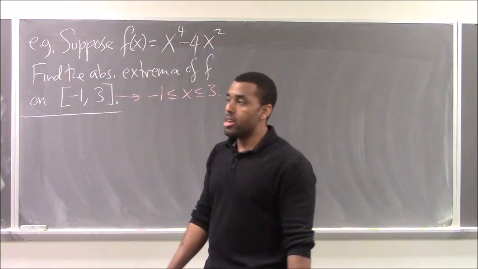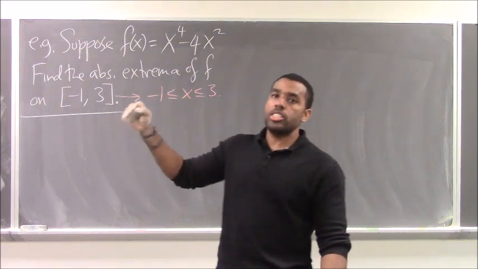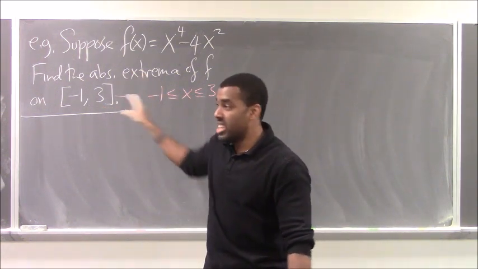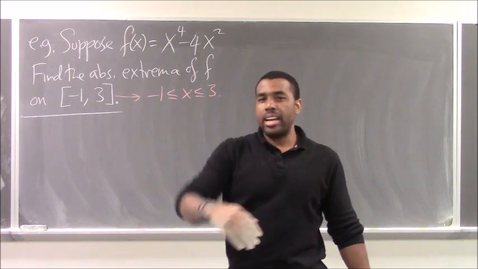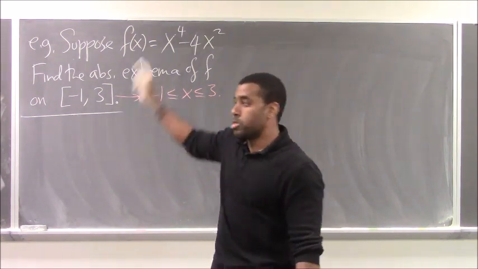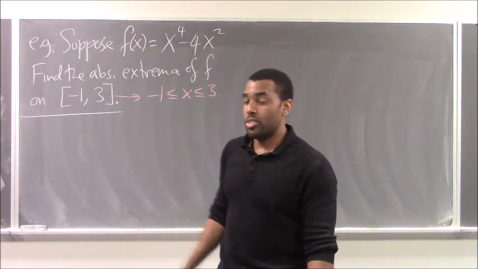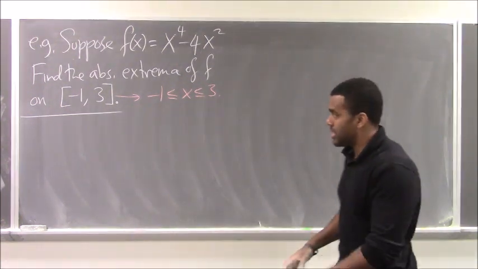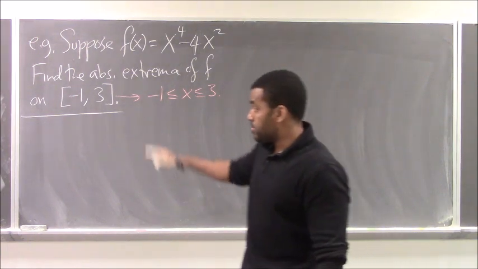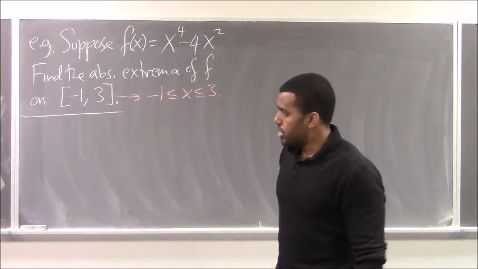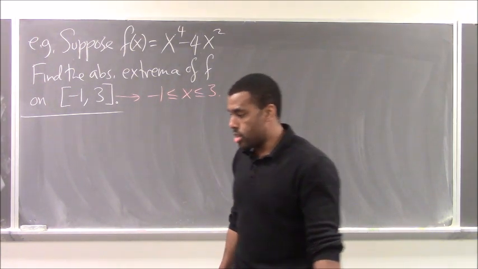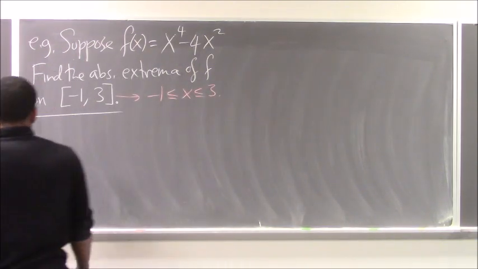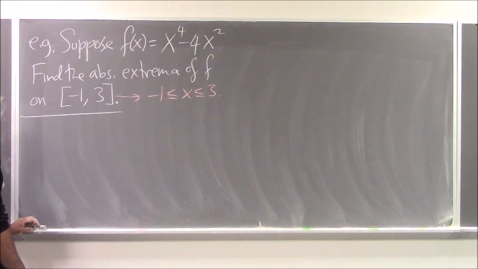But the goal here is to find the largest y value that this function attains on that entire interval. I don't care if it looks like a hill. And what is the smallest y value that it attains on that interval? I don't care if it looks like a valley. It could even end up at the endpoints where there are no hills and valleys. And actually find them. So we would jump into the closed interval method, and that would go like so.